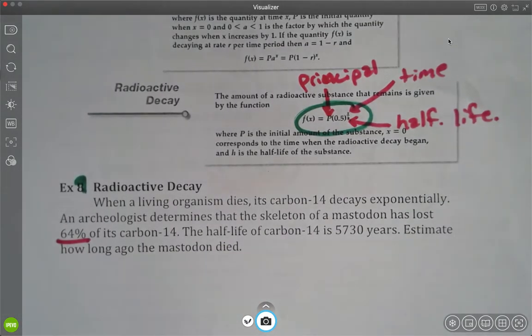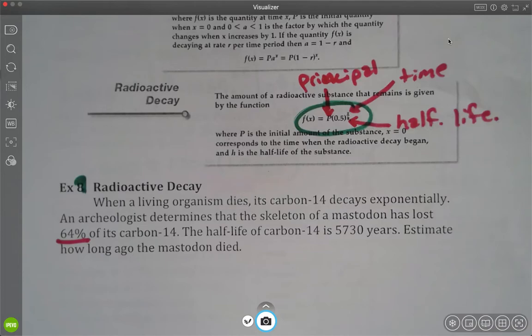You're not listening. I'll just make this take longer. 64% of its carbon. Okay, there is a trick to this problem. It's not just straightforward like you think it is. The half-life of carbon-14 is 5730 years. Estimate how long ago the mastodon died.